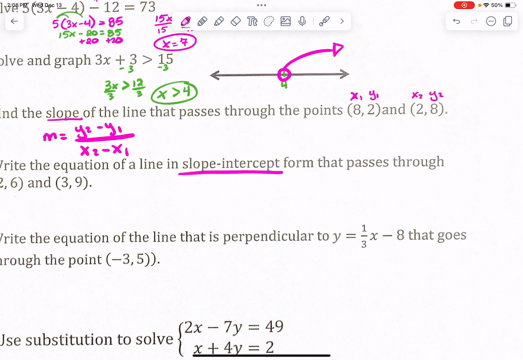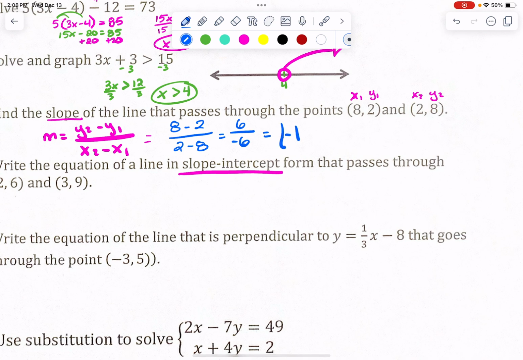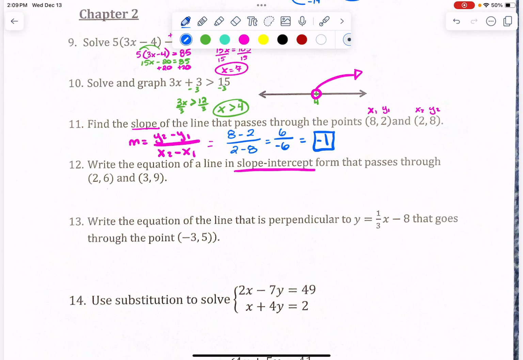So when I fill this in, y2 is 8 minus y1 is 2 over x2 is 2 minus 8. 8 minus 2 on the top is 6. 2 minus 8 on the bottom is negative 6, and that will be a negative 1 for a slope. And that's it. That's all you have to do. That one's not too bad.